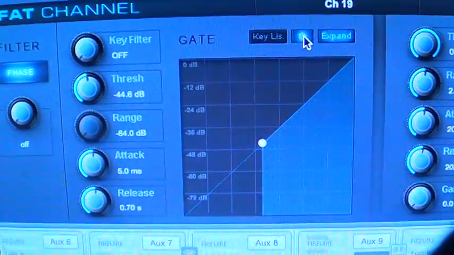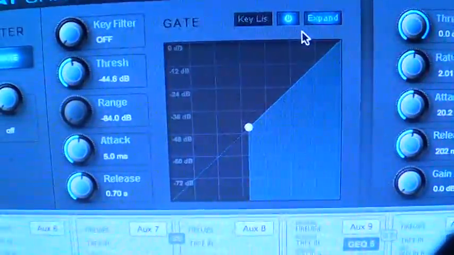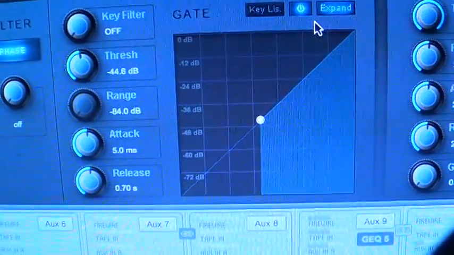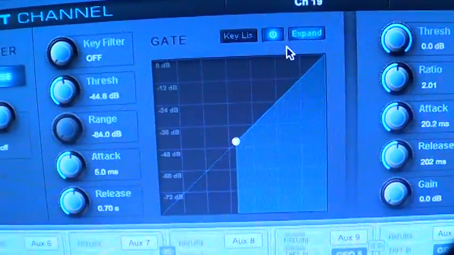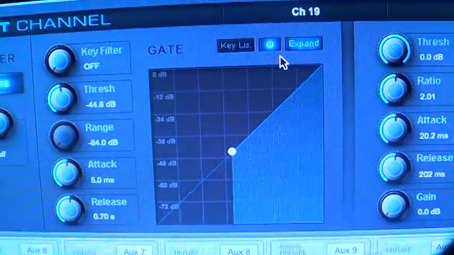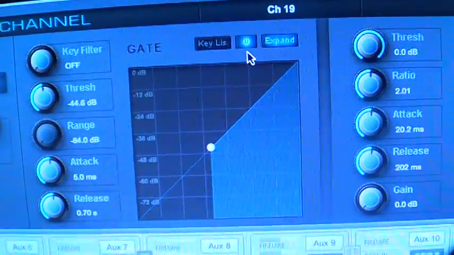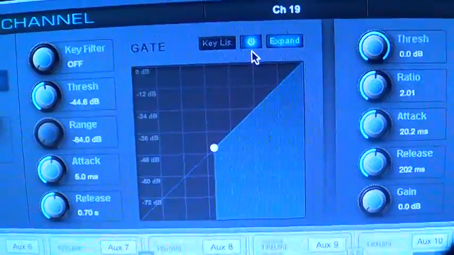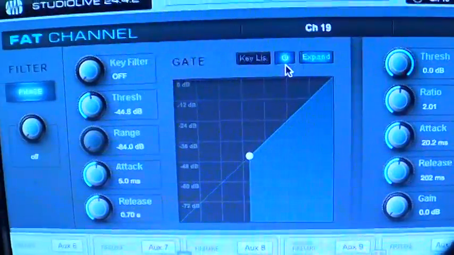So that's what the gate does. It just kind of filters out outside noise so you can isolate what's really coming into the mic. Or you can think of it as turning off the mic until a loud enough sound is produced, and then it will pick it up and go through the board. So that is the noise gate feature.